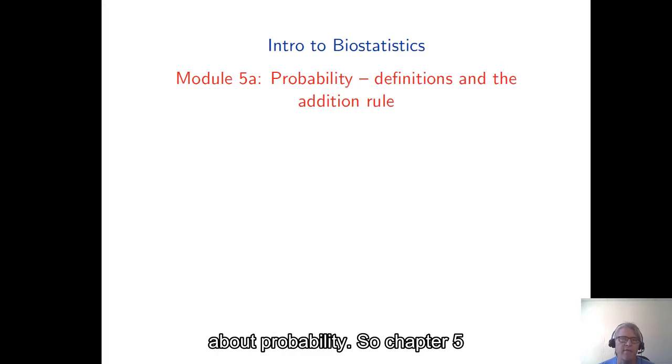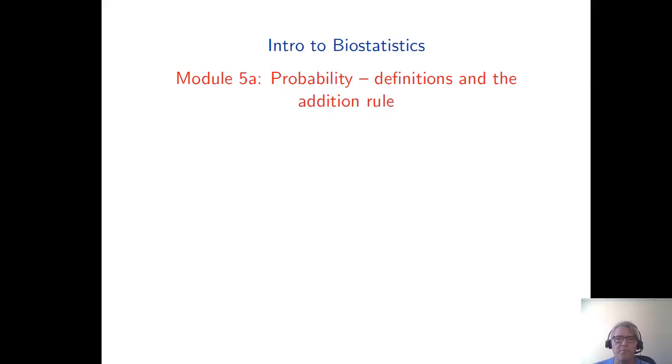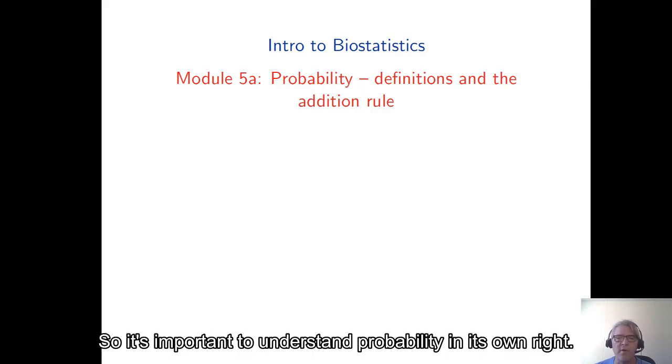So, Chapter 5 is on probability, and it's a really important concept not only for understanding the rest of the material in the course, but also because probability is a core part of statistics and modeling of scientific processes, and particularly in biological modeling. So, it's important to understand probability in its own right.